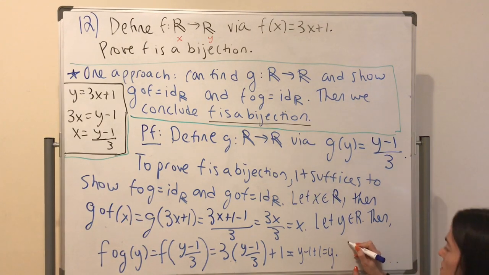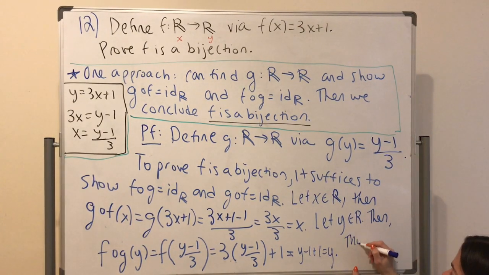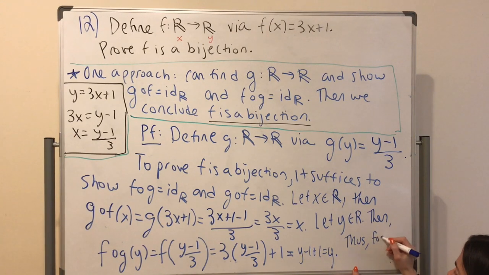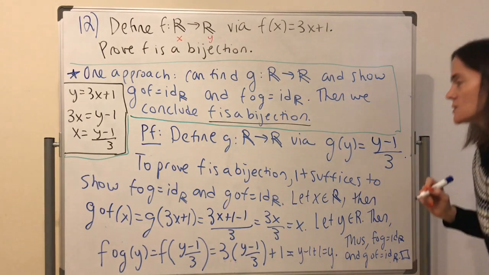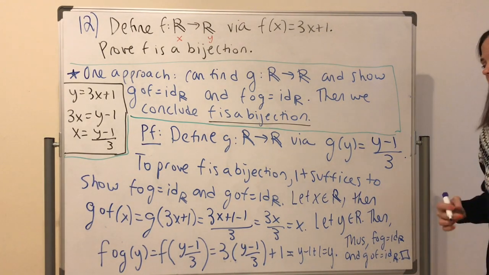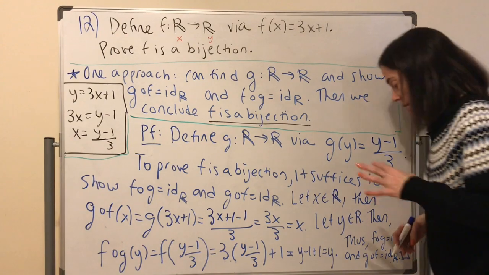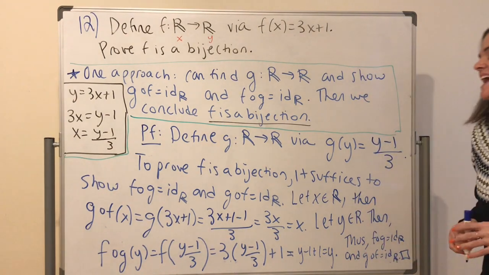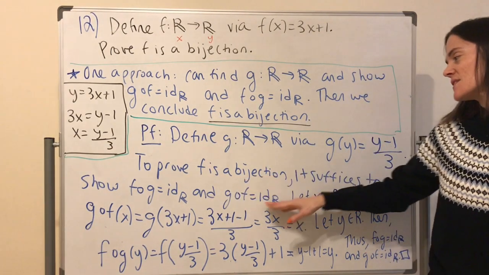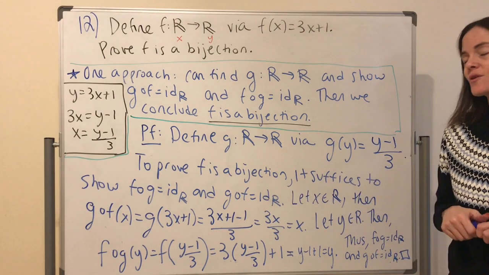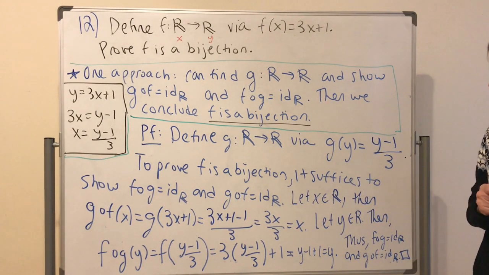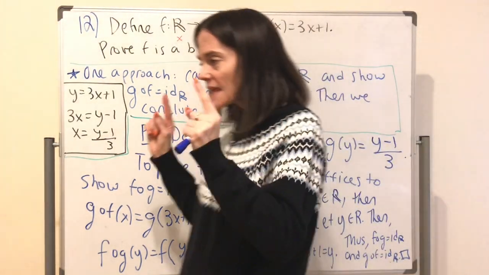And so we have shown that f composed g is the identity on R, and g composed f is the identity on R, and this is what we needed. I could put another line like "therefore f is a bijection," but number 1, I'm out of space. And number 2, I've already mentioned that this is what I needed to show in order to prove f was a bijection.